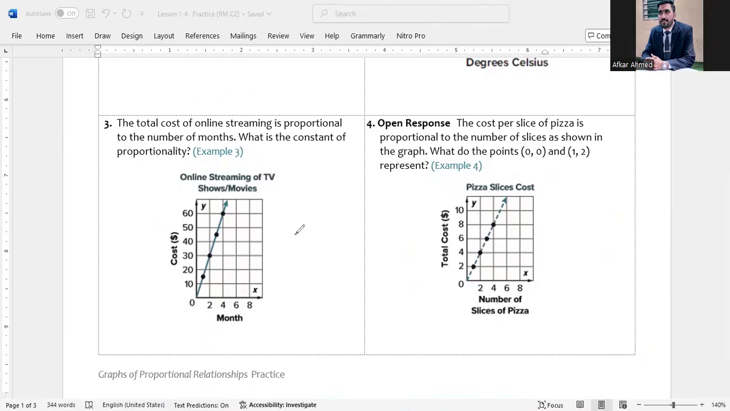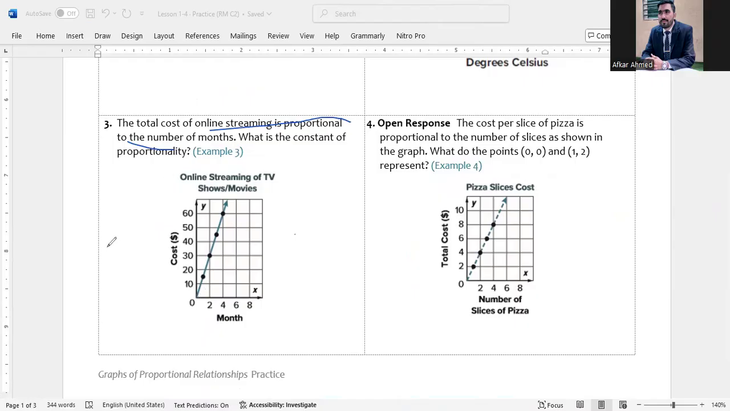The total cost of line streaming is proportional to the number of, he's already saying it's proportional if you read it. It's a proportional relationship. Then what is he asking? What is the constant of proportionality? He's saying it's proportional, and we know that it's a straight line passing through the origin. All the conditions are already fulfilled. And he's also saying it's proportional. So what he's asking is to find the constant of proportionality.